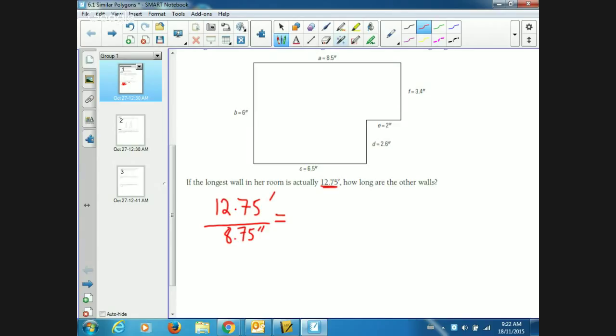Well, let's just go with A, B, C, just go in order. How long would wall B be in real life? Because here it's 6 inches, wall B. We could solve that proportion. Cross multiply, divide by the lone one, so 6 times 12.75, divided by 8.5, my mistake there. And we've got 9 feet.